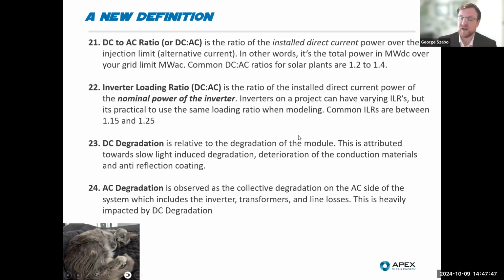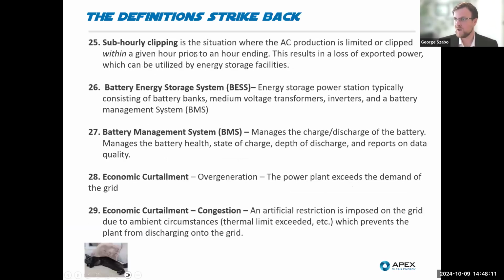Most modules have an annual degradation of about 0.40% per year. That's just their linear degradation. So by the end of 20-plus years, you're going to have 80% or more of the power coming out of the modules, which can be repurposed for other uses or used to repower the solar facility.